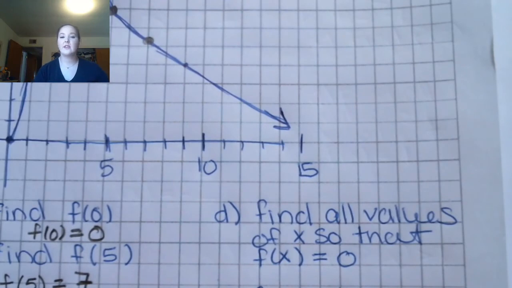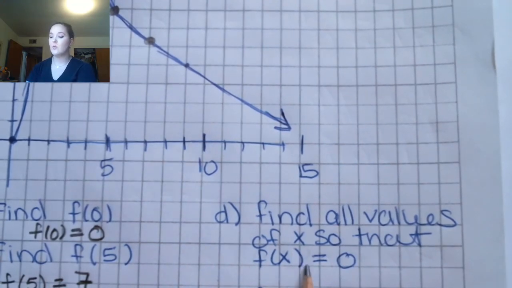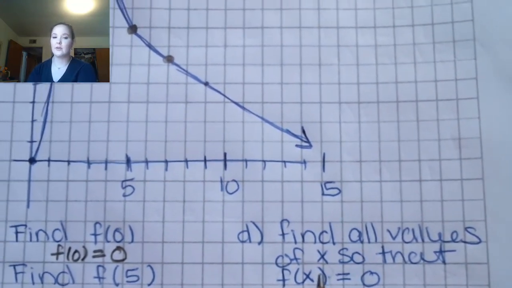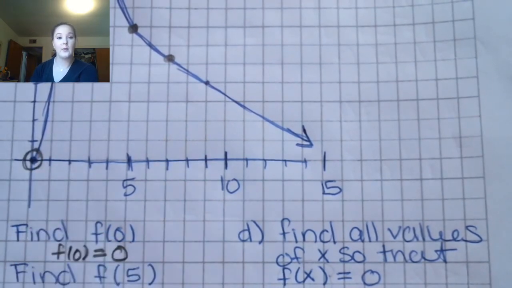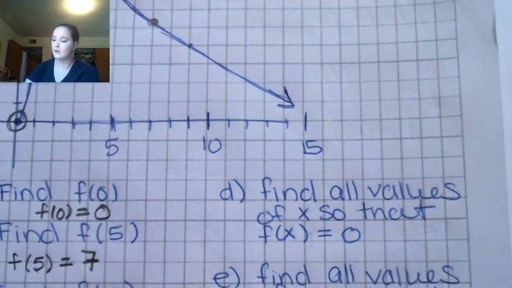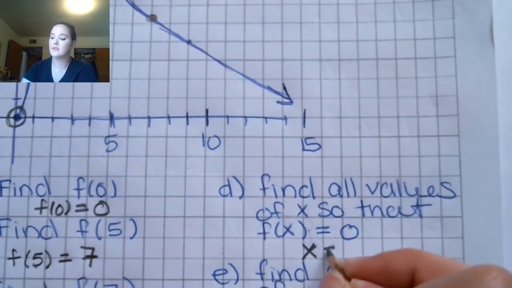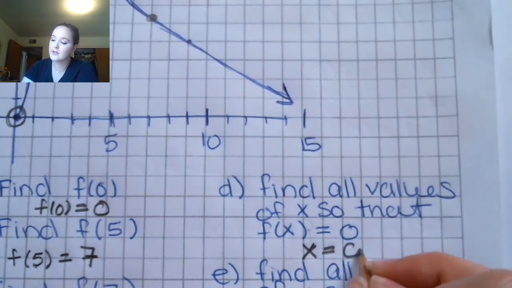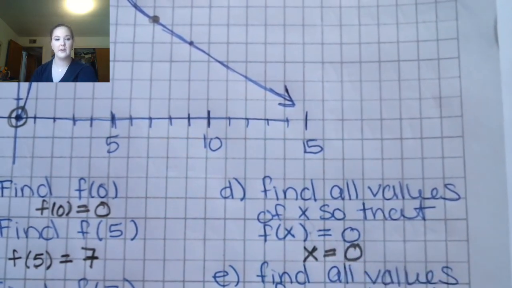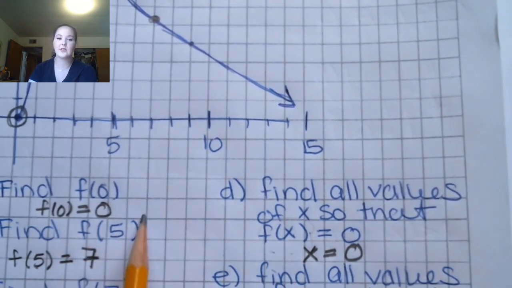Find all values of x so that f of x is 0. Okay, so we're going to look at the y value, right? F of x are y values, so we're going to look at the y value 0. So that's going to be this point. Okay, and we're going to give our corresponding x value. Okay, so because it says find x, our answer is going to look like x equals, and then we're going to put our x value, which was 0. Okay, and we could have known that because it's essentially matching up with our answer from part A.